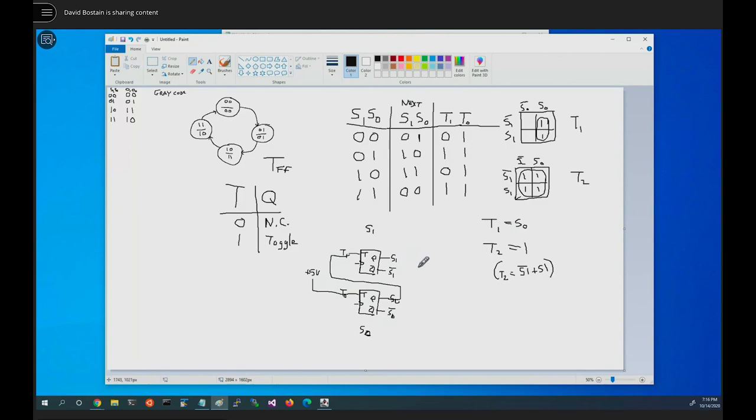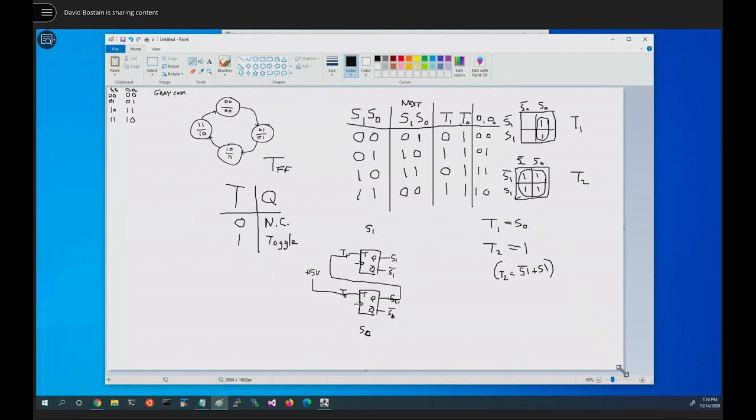So the other piece that's missing from this is we need to figure out what the truth table is for our outputs. This is output one. This is output zero. It's always based on the current state. When we're in 0, 0, the output needs to be 0, 0. When we're in 0, 1, output needs to be 0, 1. We're in 1, 0, output needs to be 1, 1. When we're in 1, 1, the output needs to be 1, 0.